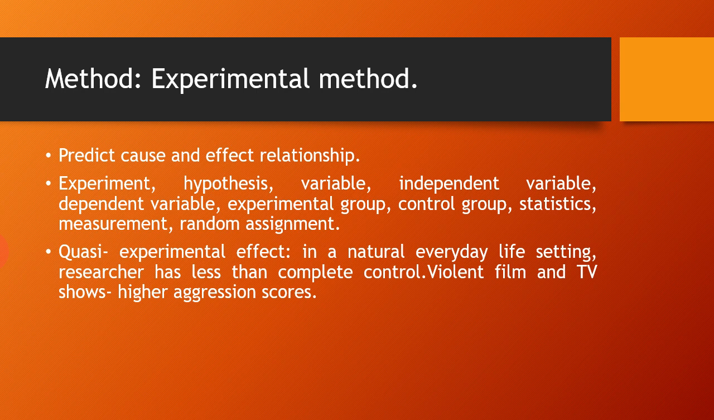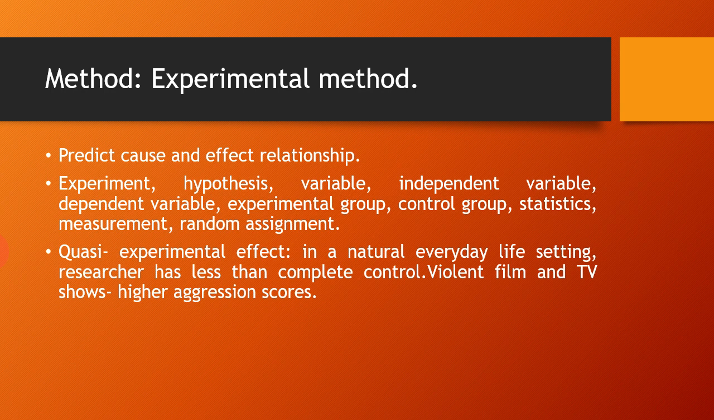Then comes the experimental method. It is the dominant research method for testing theories that predict the causal relationship between variables. Only from this experimental method can we find the cause and effect relationship. And in the booklet, in the study material, you can see various terminologies that are used in experimental research, like experiment, hypothesis, variable, independent variable, dependent variable, experimental group, control group, statistics, measurement, and random assignment.